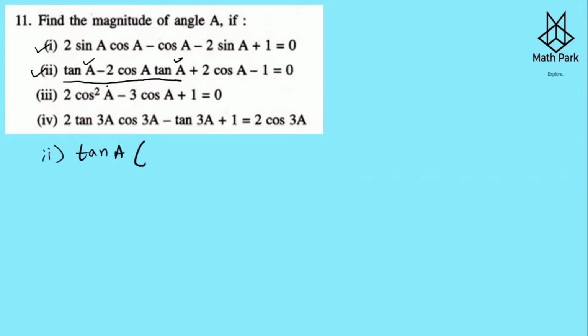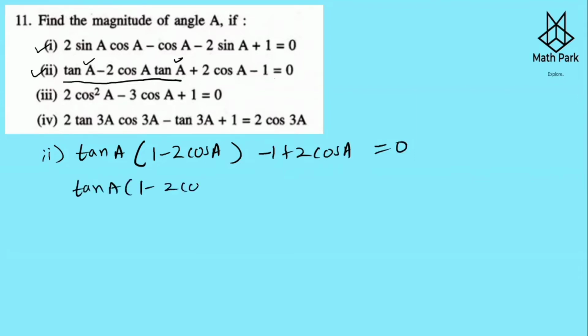If we take tan A common, we are left with 1 minus 2 cos A, because here now it is 2 cos A minus 1. So I'm going to rearrange this. Let us write minus 1 plus 2 cos A is equal to 0. Now we'll be taking common from here. So we have tan A in bracket 1 minus 2 cos A.